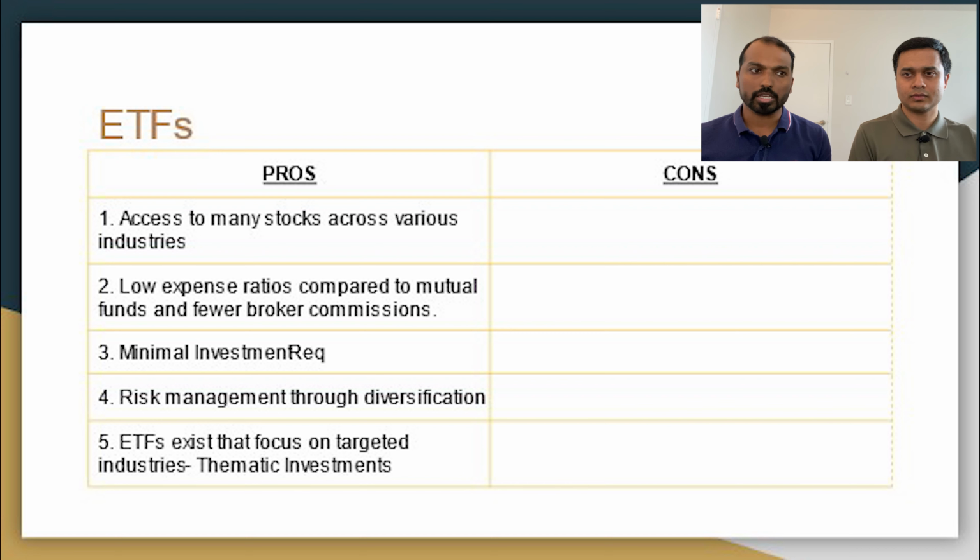The last advantage is that ETFs exist across a set of target industries. So these are what we like to call thematic investments. Like Appy mentioned earlier, you can invest in an S&P ETF, you can invest in a Nasdaq ETF, or you can even invest in a crypto ETF. So if you want your portfolio to have exposure only to cryptocurrencies, you can just allocate your money to a crypto ETF that would provide you exposure to a diversified set of cryptocurrencies.